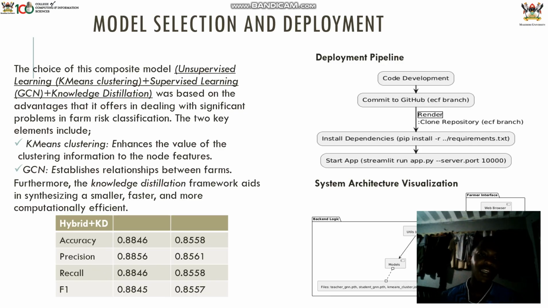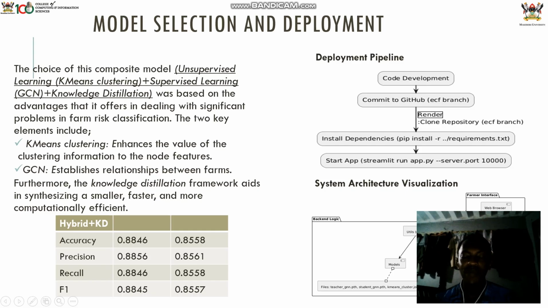And if I talk about the model selection, we made a choice of the hybrid model, which consists of unsupervised learning and supervised learning plus knowledge distillation, and it consists of two key elements. The first one is k-means clustering, which enhances the value of clustering information to node features, and graph convolutional networks, which establishes relationships between farms. Furthermore, we also included knowledge distillation to make the model smaller and computationally efficient. These are some of the results for the hybrid model, which include accuracy, precision, recall, and F1 score, as we see here.